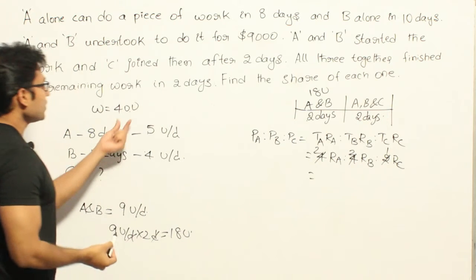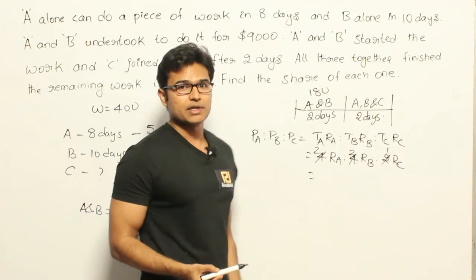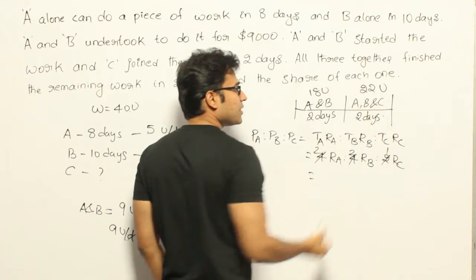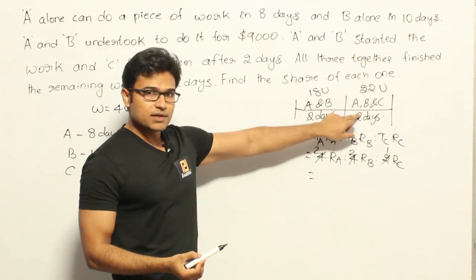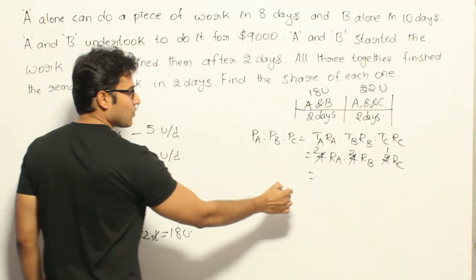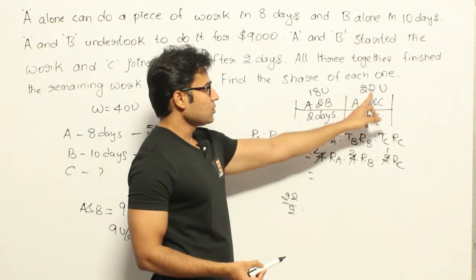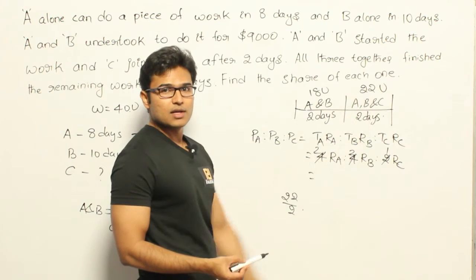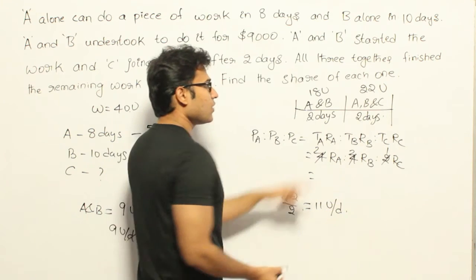Now what is the total work we imagined? 40 units, and out of which 18 units is already completed. Then 22 units has to be completed in the next 2 days. So what does it mean? In the next 2 days they are working at a rate of 22 divided by 2, isn't it? If 22 units have to be done in 2 days, then in 1 day they have to do 22 by 2, which means 11 units per day.